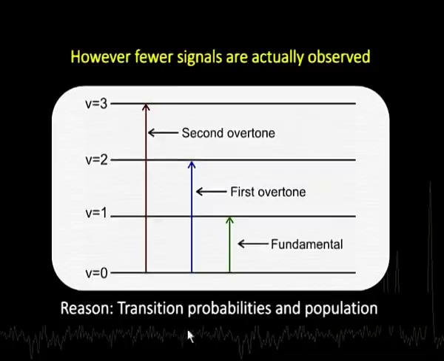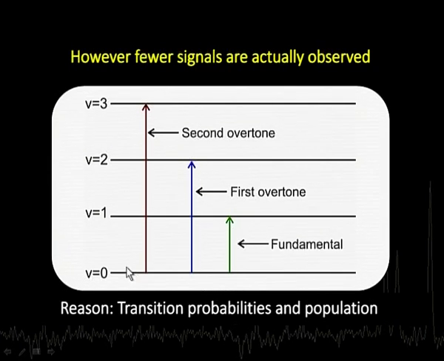Why so? The reason for that is two things. Firstly, the transition probabilities. Theoretically, as the selection rule permits, all transitions are possible, but the transition probability determines whether a transition will actually be observed or not. The transition probability of transitions other than these three happens to be very, very minimal. So, they are not observed, or if they are there, they will be too small to be observed. That is one. And secondly, the important thing is the population. As per our Boltzmann distribution, we know that the V is equal to 0 level is highly populated, and the higher levels have lesser population.